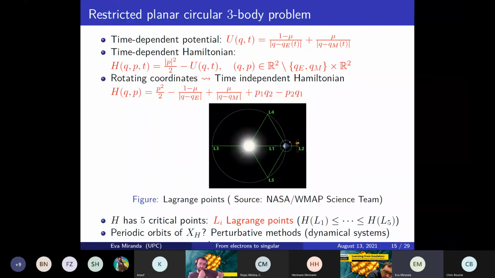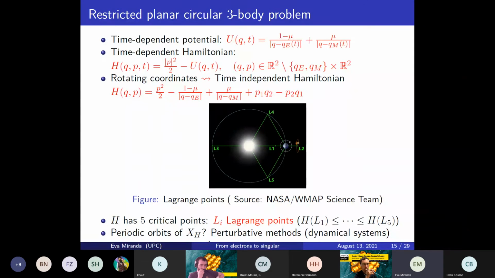Well, first, they introduce some interesting change, which is that the Hamiltonian here depends on time, and if you take rotating coordinates, then it doesn't depend on time. Now, something that is very well known is that the critical points of this Hamiltonian are the Lagrange points.